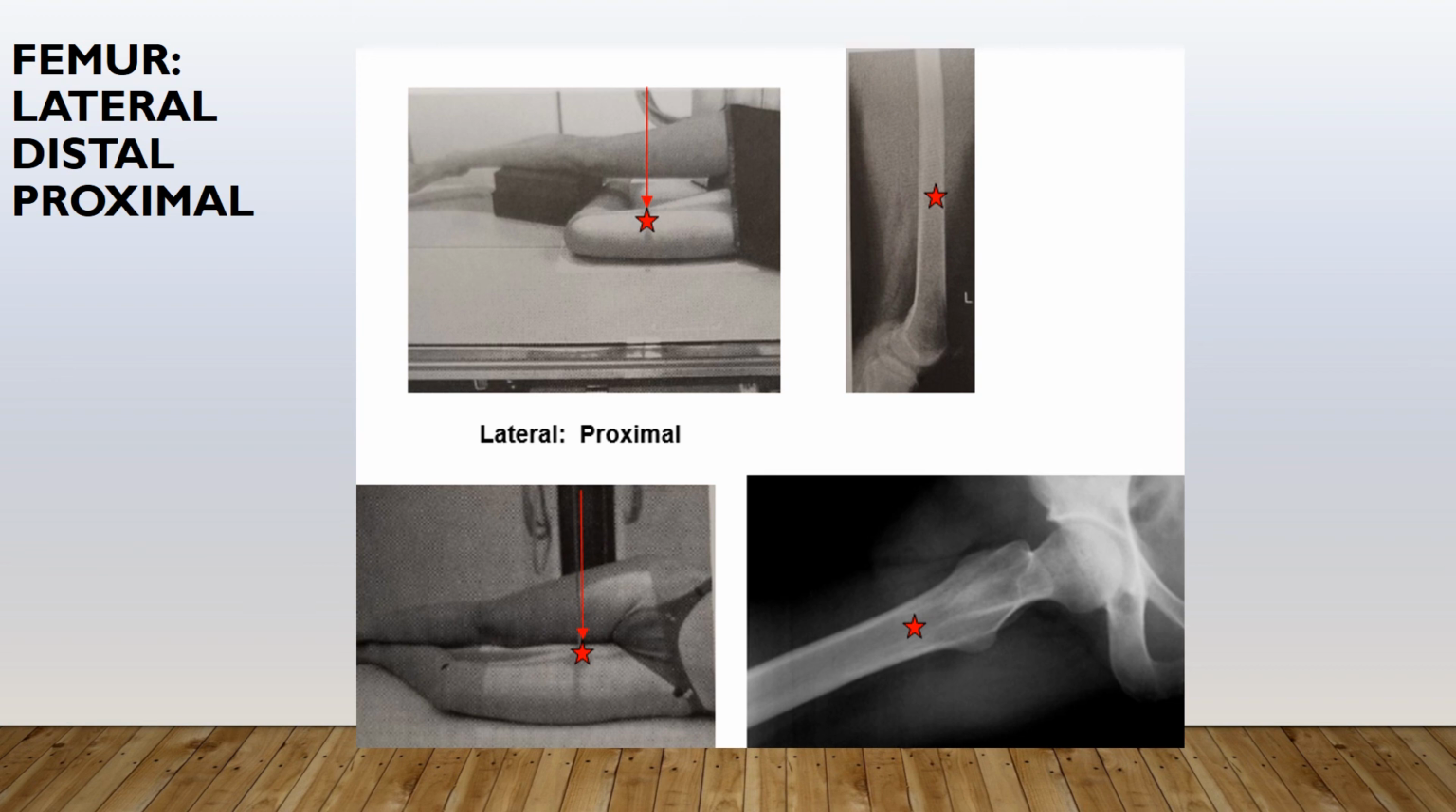The images below show the proximal femur. When we're looking at the image, we want to make sure the entire femur, including the hip and knee joint, are on the image receptor. Make sure that we have a true lateral, the femoral condyles appear superimposed, and we have fine trabecular markings.